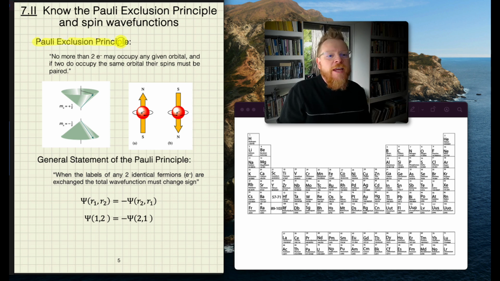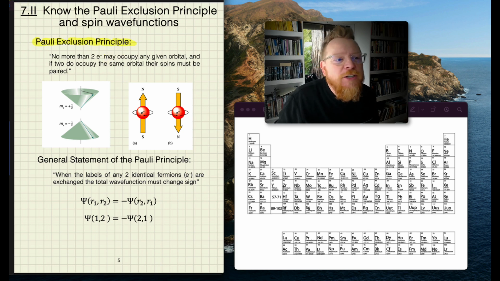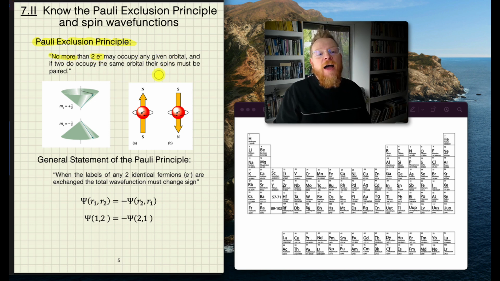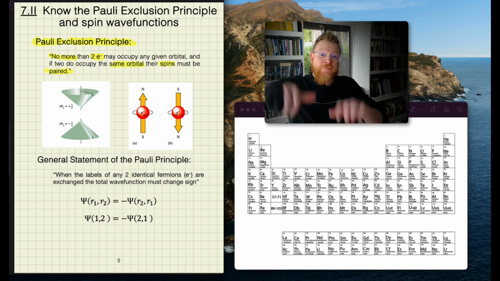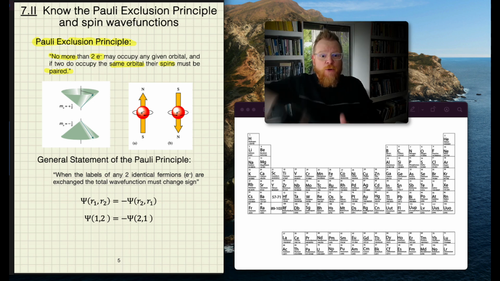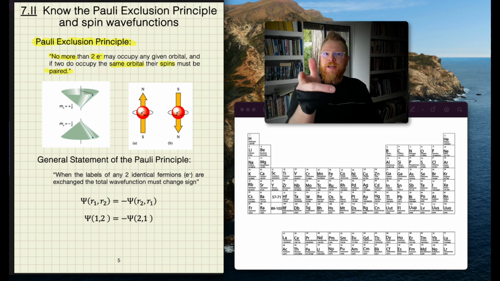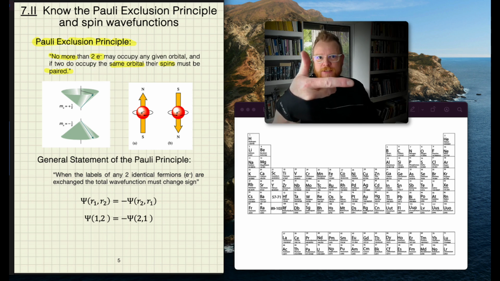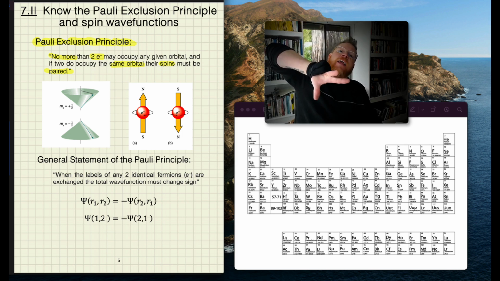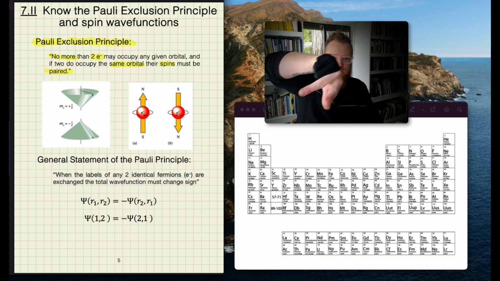Which, if you recall, states no more than 2 electrons, let's highlight that, no more than 2 electrons may occupy any given orbital. And if they do occupy the same orbital, their spins must be paired. And by spins being paired, that means one is spin up and one is spin down. Okay? Obviously I don't have 2 right hands, but the correct orientation would be one is spinning with its requisite cross products in this direction, and the other is spinning in its requisite cross products in this direction.